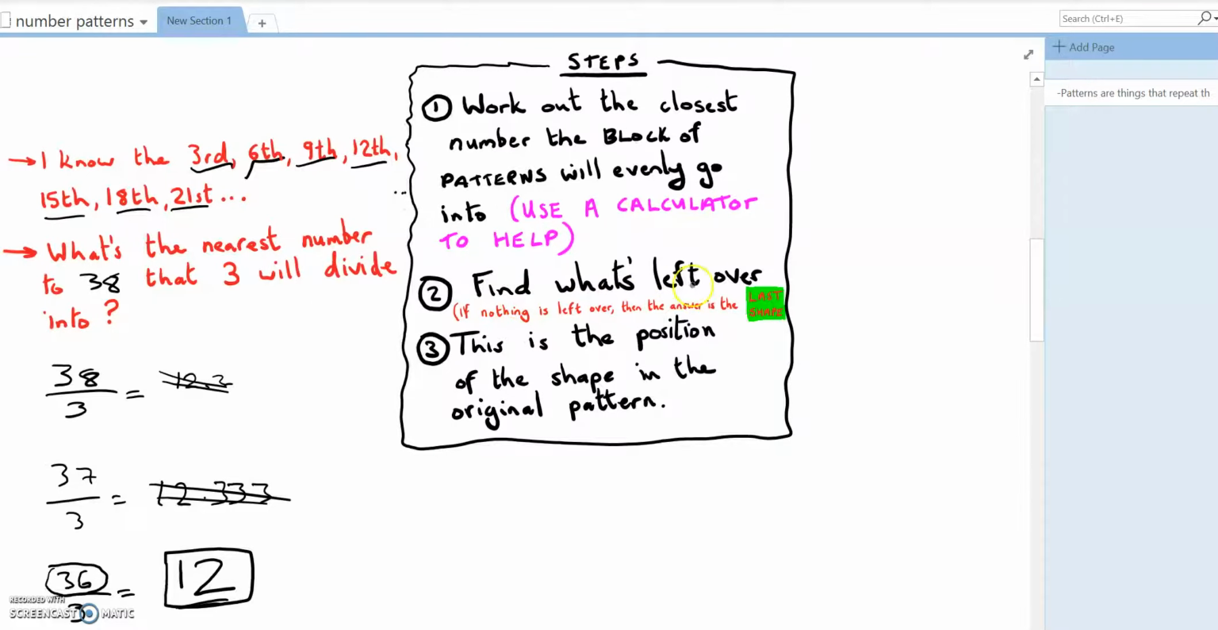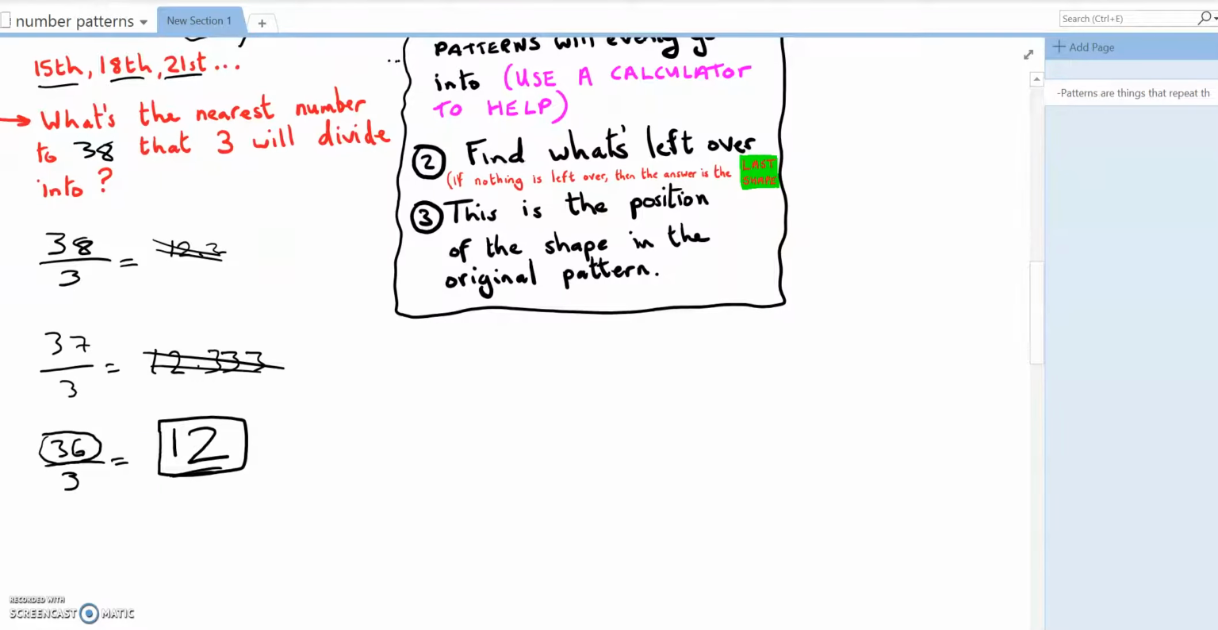You find what's left over. Okay? So we know the 36th. The 36th shape is going to be a yellow circle. How do I know that? Because I divided by the amount of shapes in the pattern. There's 3 shapes in the pattern.